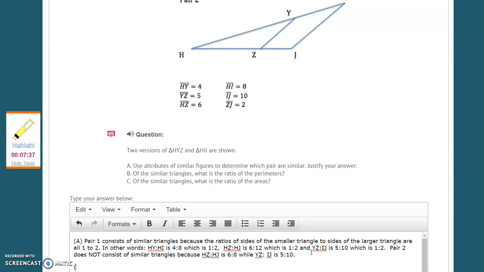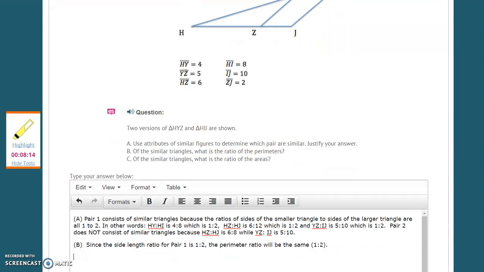Part B. Since the side length ratio for pair 1 is 1 to 2, the perimeter ratio will be the same. 1 to 2. Now, you could have done that by finding the perimeters, and you could illustrate that with actually saying the perimeters. But remember that side length ratio and perimeter ratio, they're both about length. So they're going to be the same because perimeter is just a bunch of lengths added up.